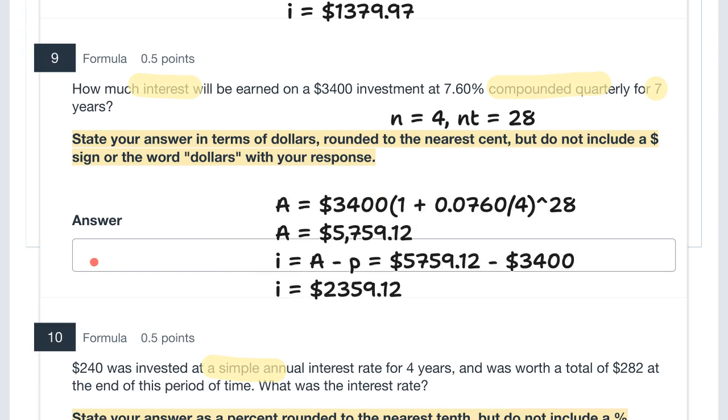So in my box is going to be 2,359 and 12 cents. Remember, the question asked for the interest, so this is interest on the future value of 5,759 and 12 cents.